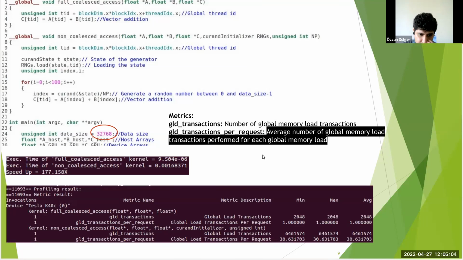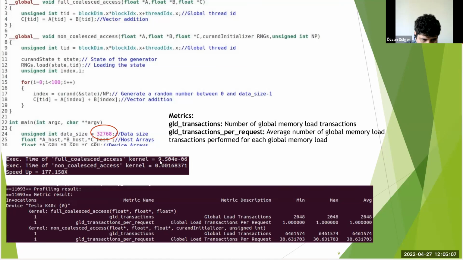Let's look at the output. Here, the execution time of full coalesced access is 9 times 10 to the power of -6 seconds. The execution time of non-coalesced access is 0.0016 seconds, and the speedup is around 177x when the data size is 2^15. It is important. Let's look at the results of the metrics.